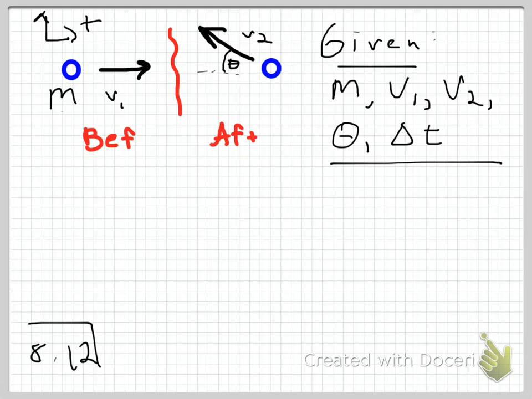The problem is given as this: a baseball with some given mass m moves to the right with some given speed v1. Then a batsman hits it, a force is applied over some given delta t, and afterwards the baseball moves with a new speed v2 at a given angle theta with the horizontal. So all the given information is listed over here to the right. And we're being asked to find the components of the net force, the x and y components.